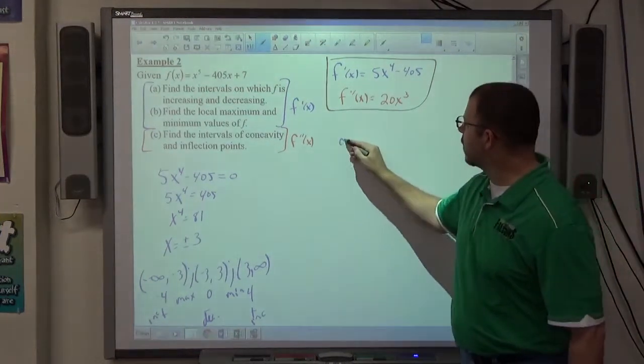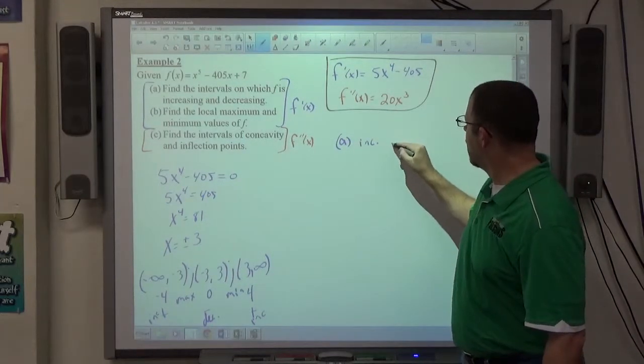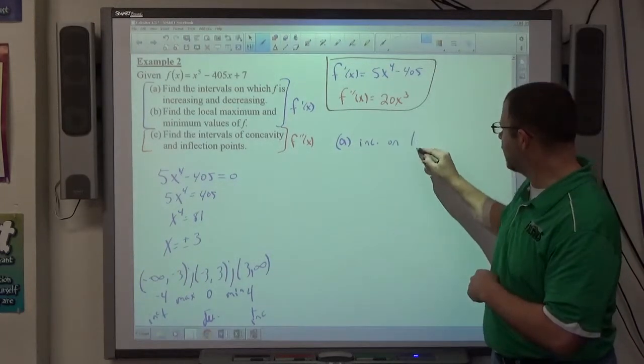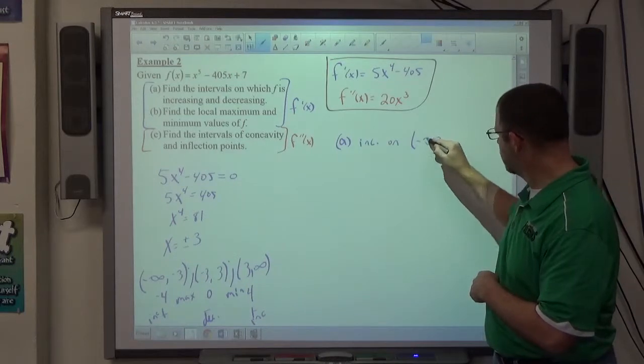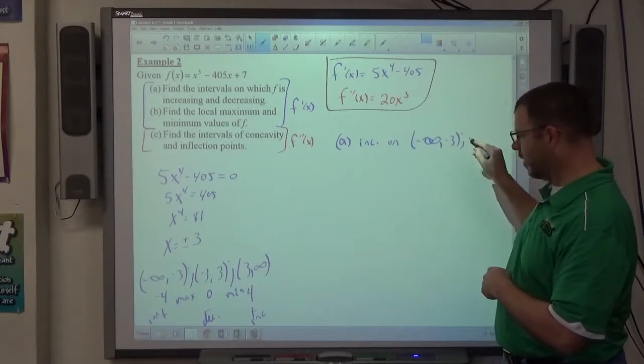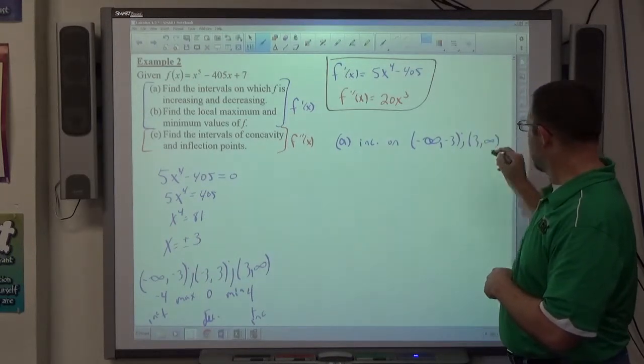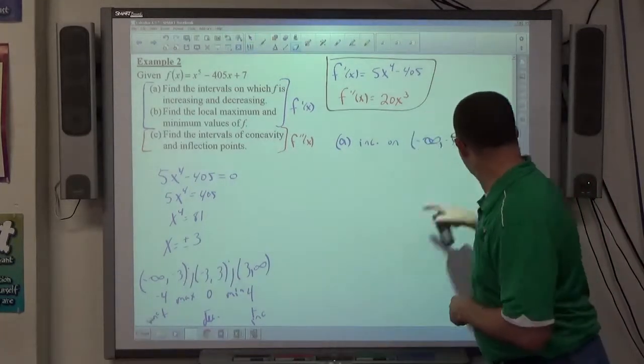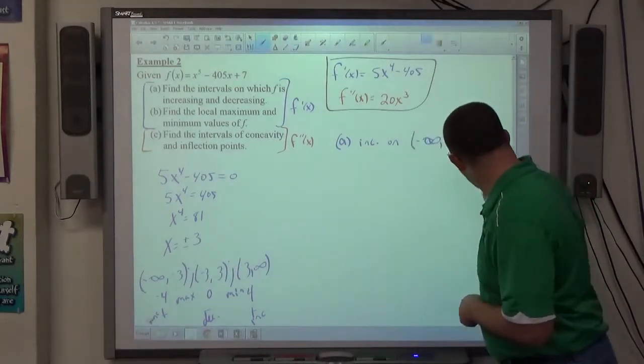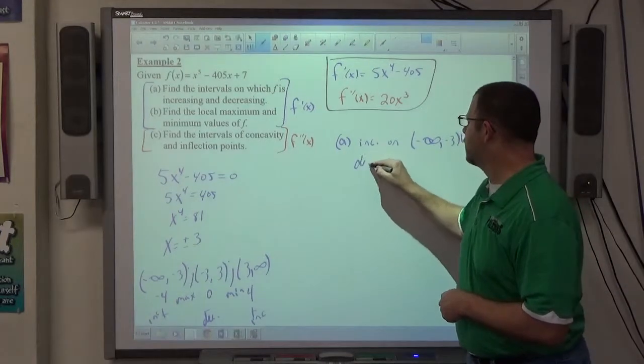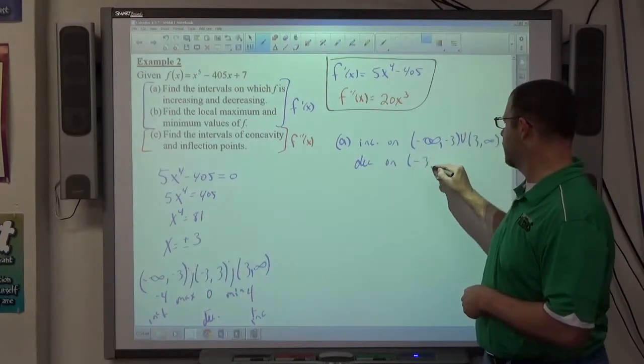So part A, we're going to say increasing on negative infinity to negative 3, and from 3 to infinity. And it's decreasing, oh, and I should put a union symbol there between those. All right, and it's decreasing on negative 3 to 3.